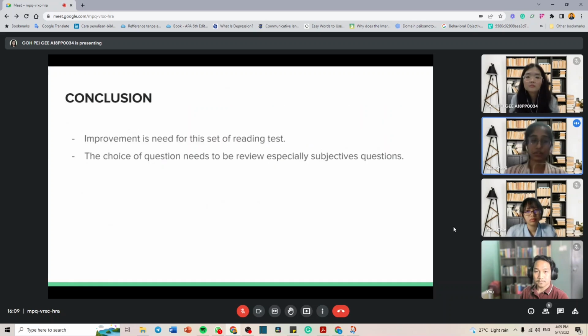In conclusion, improvement is needed for the stats of the reading test. The choice of questions needs to be reviewed, especially for the subjective questions. We have presented the test items with data from reliability, validity, difficulty index, and discrimination index. So overall, our test items need more improvement.